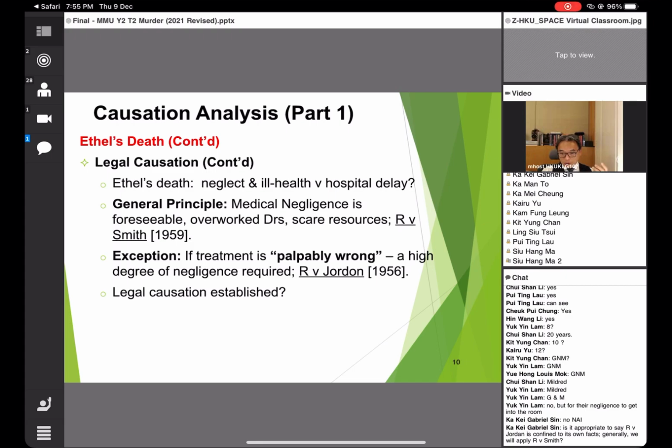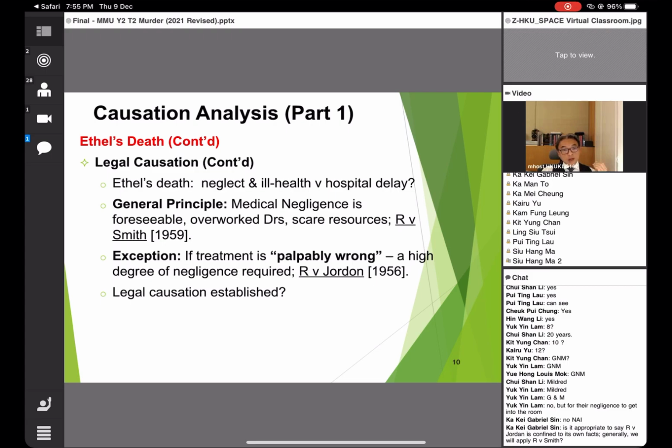Okay, Gabriel, you asked, is it appropriate to say R v Jordan is confined to its own facts? Generally, we will apply R v Smith. Of course, everything is confined to its own facts. That's why at court, as defense counsel, I always try to distinguish a particular case, because I would say, for this current case, the facts are different. That's why I say there's no right or wrong answer.